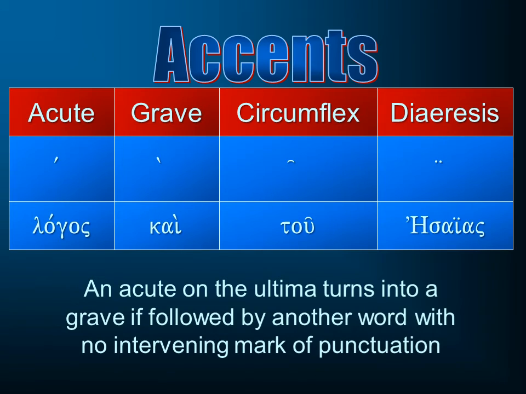An acute on the ultima turns into a grave if followed by another word with no intervening mark of punctuation. Man, what a rule. Tell you what, that's the rule, but we're just going to be practicing reading it, so we'll come back to that maybe sometime in the future.